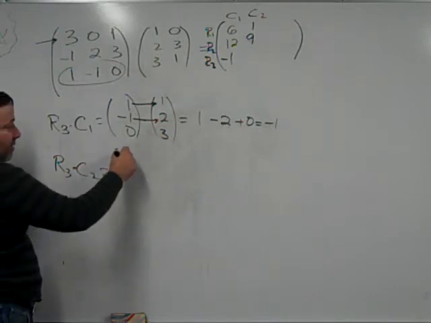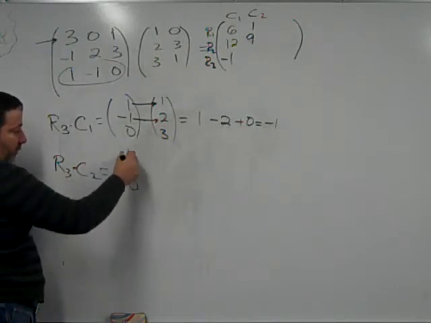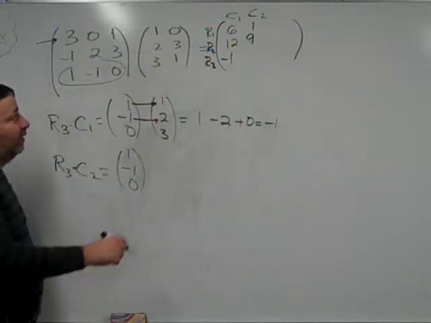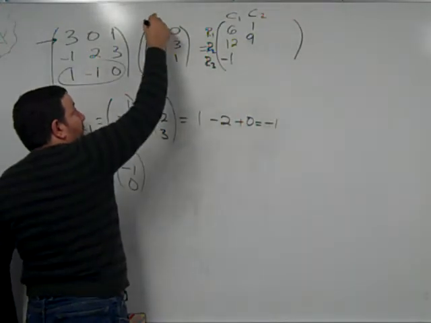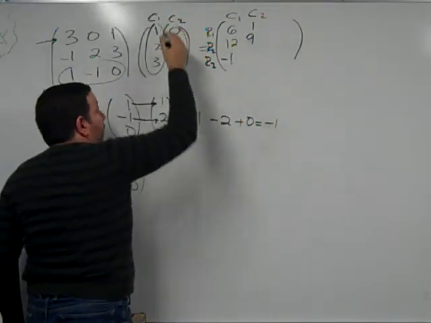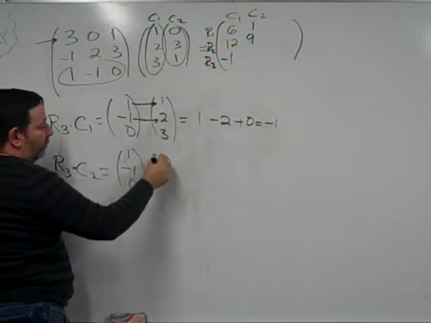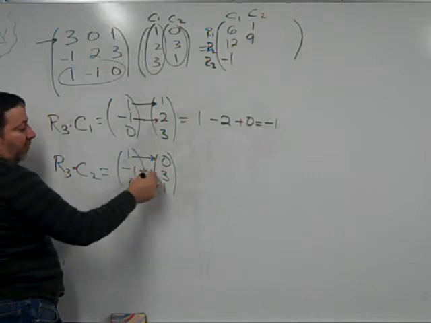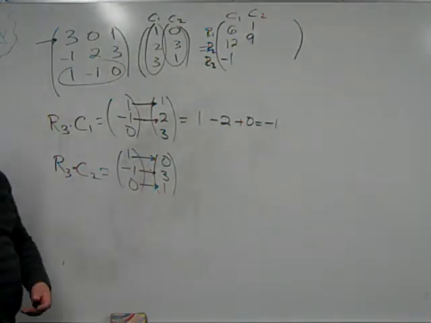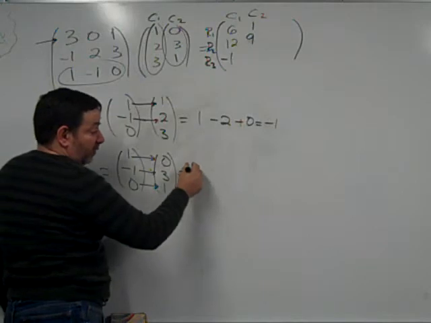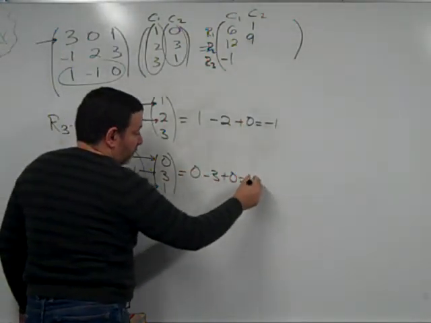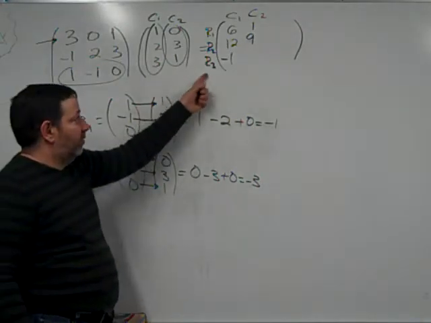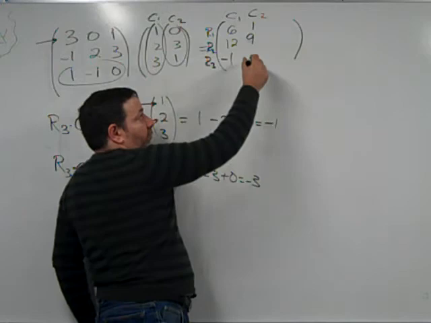Then I do row 3. Write it down vertically. And I multiply it by column 2. 0, 3, 1. I get 0 and 0. So the answer is going to be whatever negative 1 times 3 is. Negative 3. Where do I put the negative 3? In row 3, column 2. Row 3, column 2. Right there.